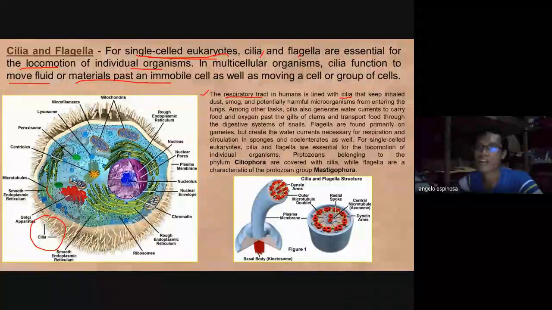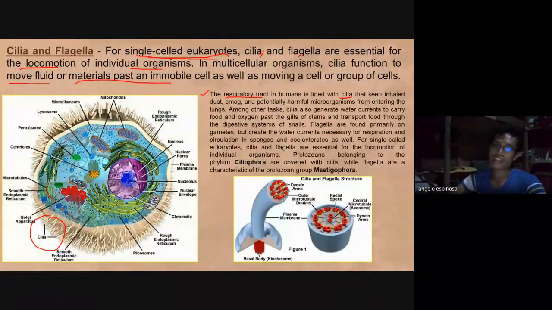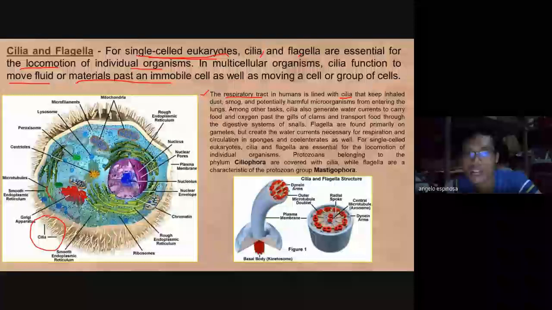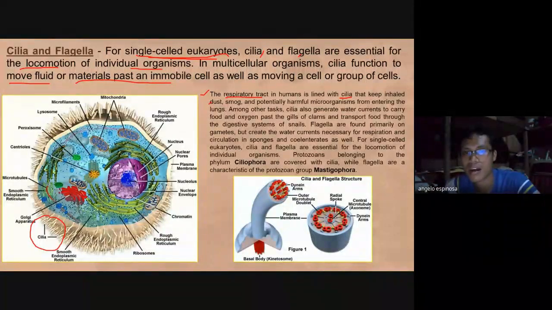The cilia trap inhaled dust. This is inside, not the hair on the outside, that's not cilia. It is the ones inside our tissues. They keep dust, smog, and potentially harmful microorganisms from entering the lungs. Among their other tasks, the cilia also generate water.